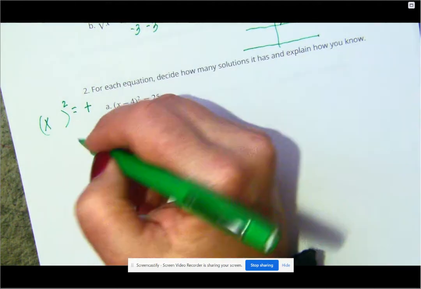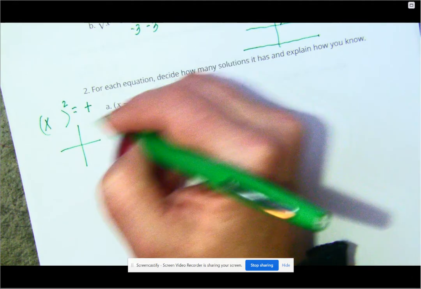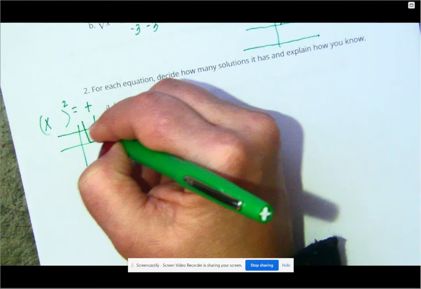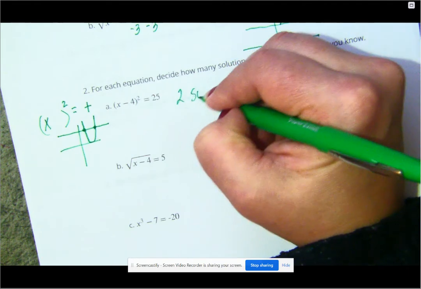And you could think about the graph. This is an x squared graph. If you wanted to go to Desmos, this would look something like this. And it says, when does that run into 25? 2 times. 2 solutions.